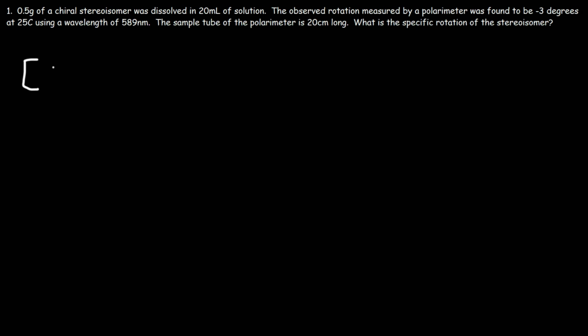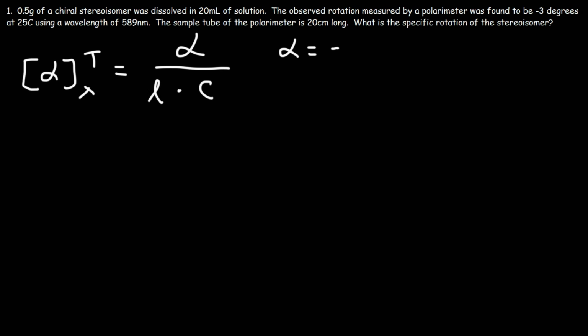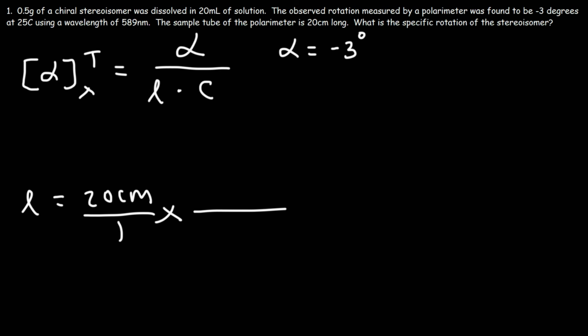Well, let's begin by writing the formula. So the specific rotation is going to be equal to the observed rotation divided by the path length times the concentration. Let's write down what we know. We know the observed rotation is -3 degrees. Now what about the path length, or the length of the sample tube? The length of the sample tube is 20 centimeters. Now we need to convert that to decimeters. Remember, 1 decimeter is equal to 10 centimeters. So if we divide 20 by 10, we get 2. So L is going to be 2 decimeters.